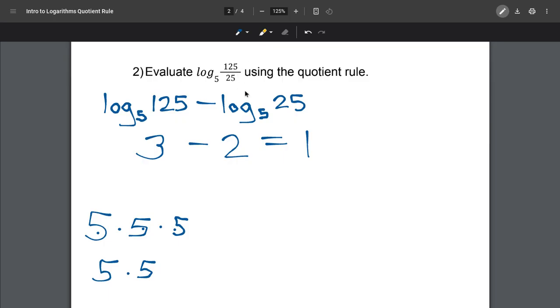If we just reduce this fraction, we'd have log base 5 of 125 divided by 25, which is just 5. So 5 to the first power is 5, so this equals 1. Okay, this is the quotient way of doing it, and this is the way if I reduce this fraction here. Okay, let's try another.